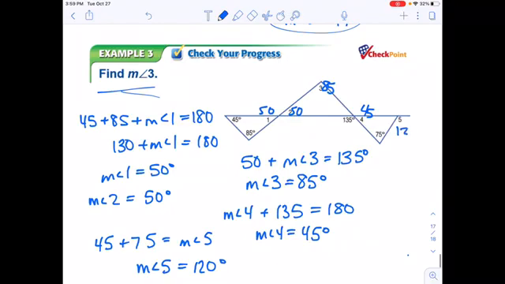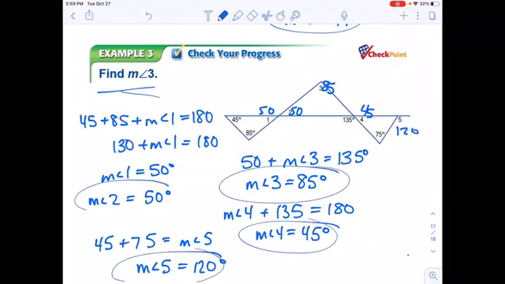So I found all 5 angles based on what I knew.